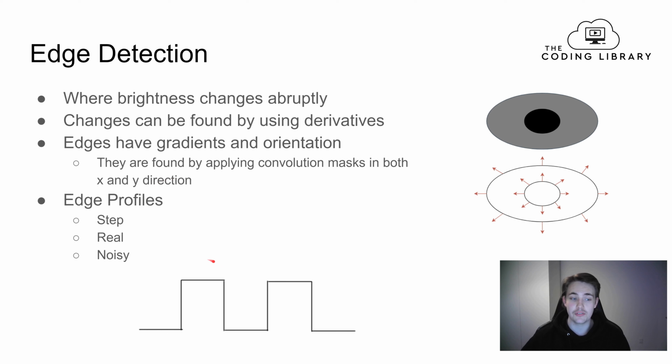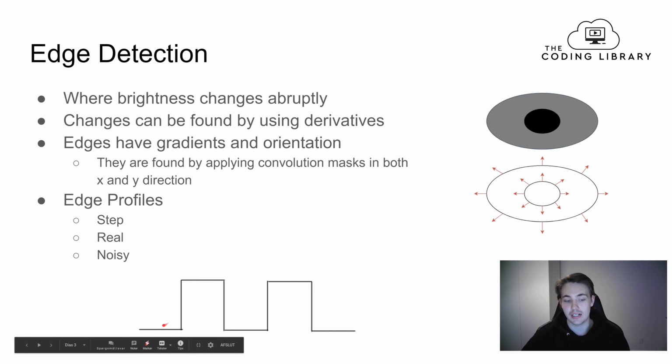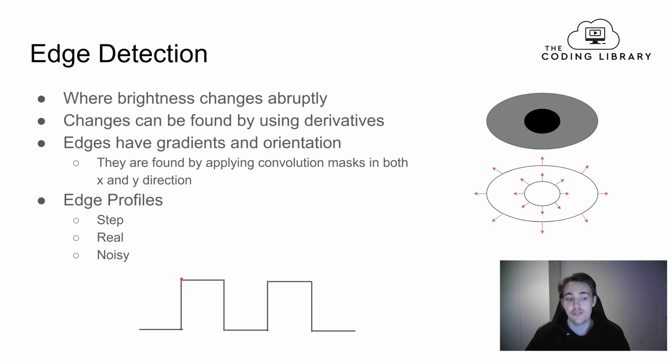Down here we have some different edge profiles where we can say this is an edge. We can have this step function, where we have an edge which just goes up. So we just have a really fast change in the brightness, or the intensity of the pixel values.